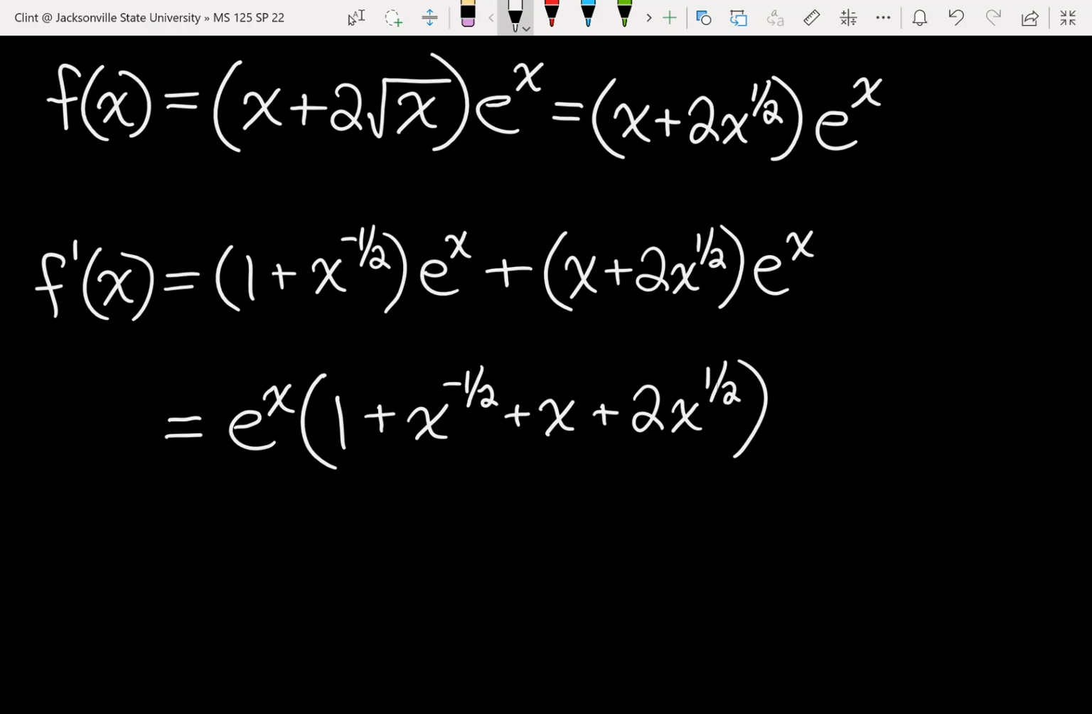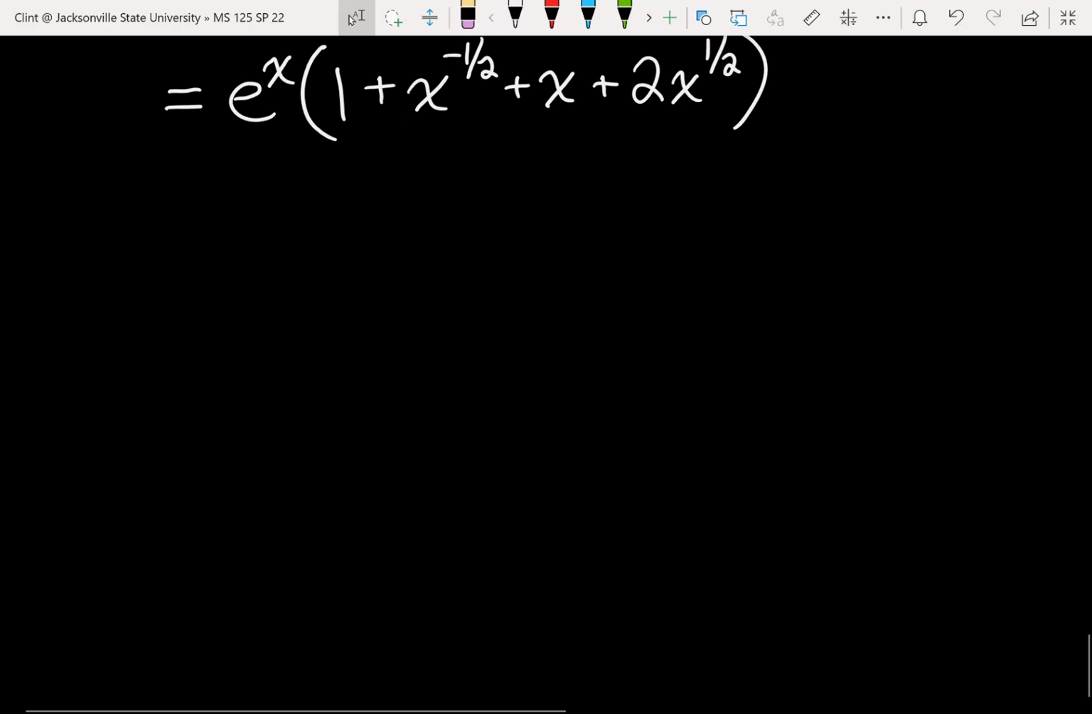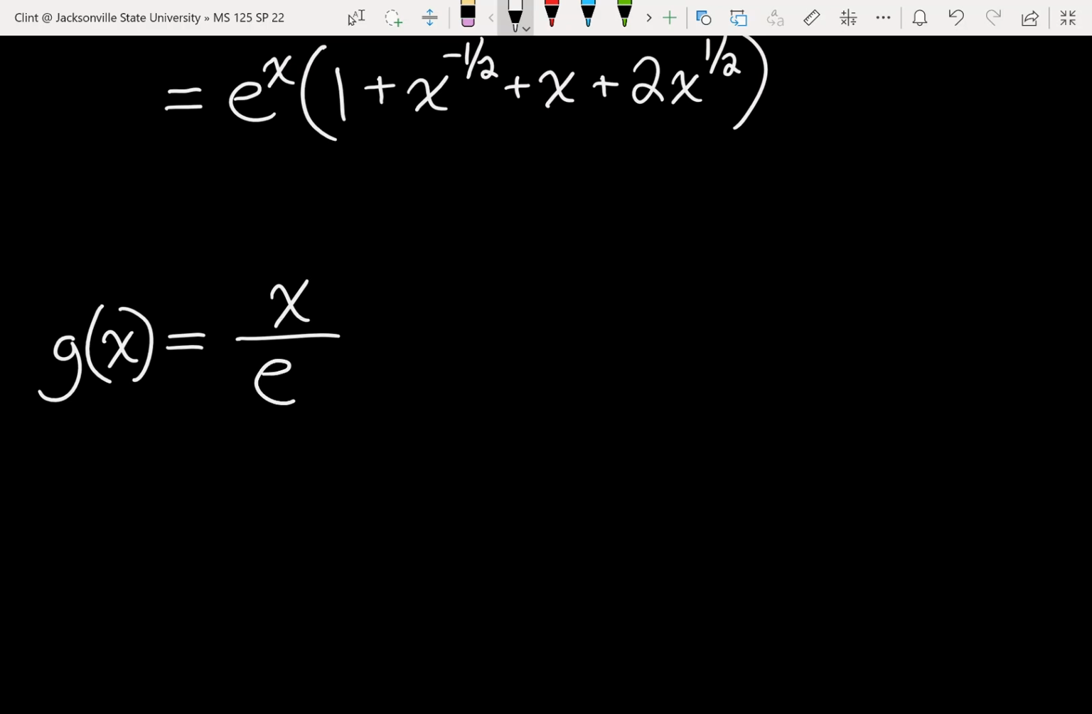Any question on that one? Okay, let's see. Do another quotient rule one. This one's not too bad. Quotient rule is not always terrible. It just has potential to be pretty ugly.